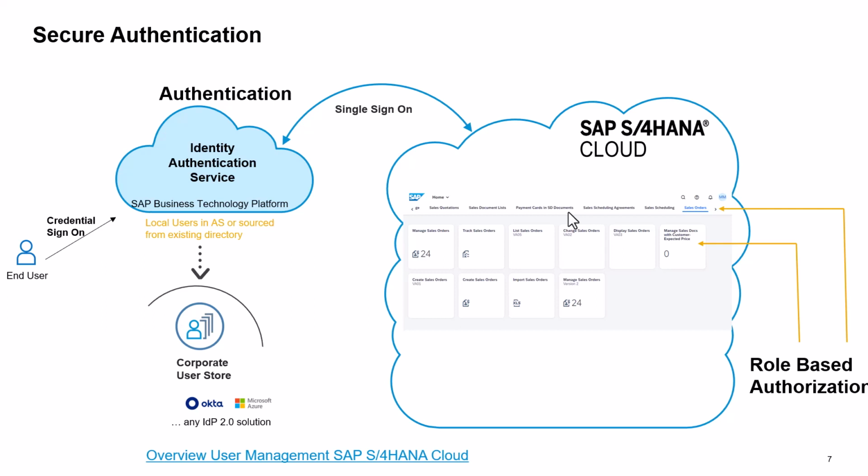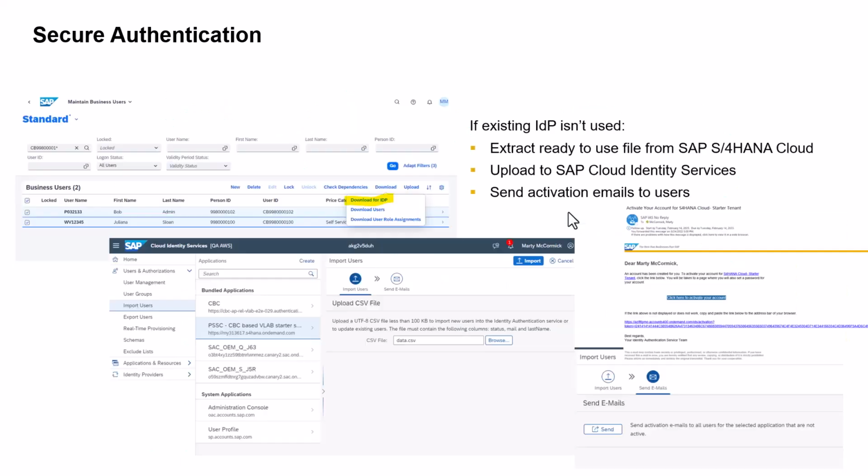Once the business users are created, they get assigned to business roles. The business roles contain business catalogs, which contain business applications. In the business roles, you can maintain restrictions on data to determine what the user can and cannot see, update, and create. From an authentication standpoint, on the business technology platform there's an IAS service that you can use as is, so you can create users in IAS and they authenticate directly there, or you can integrate it with your existing IDP solution so users can enjoy end-to-end single sign-on with their corporate credentials.